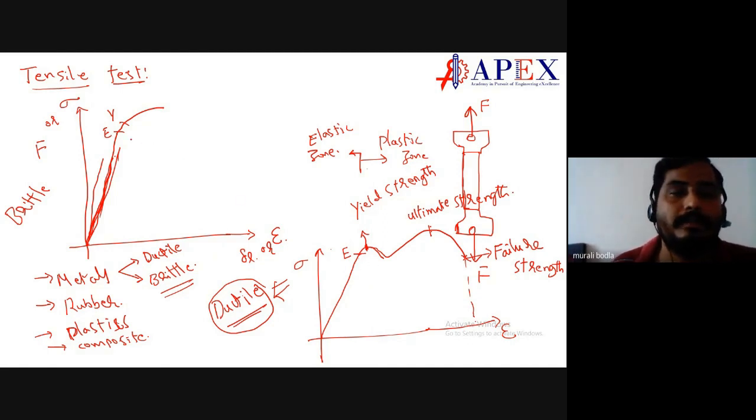So that is a region where people define proof strength. Proof limit or proof strength means you will draw a parallel line with respect to 0.2% proof strain. So we call it proof strain, and based on that you will define the yield point. So the elastic and yield will be very close. Even here I have exaggerated. In reality, you may not be able to distinguish them, and then suddenly you will see the ultimate strength.